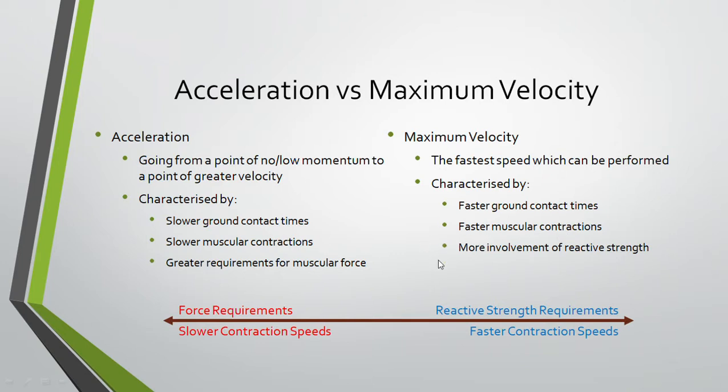And also maximum velocity is going to have a lot more involvement of reactive strength to actually propel ourselves, as opposed to all brute muscular force. There's going to be a lot more of these elastic qualities that are going to contribute to maximum velocity performance. So we have this sort of spectrum here. Acceleration on this end, where we have more force requirements and slower contraction speeds, and then maximum velocity here, where we have faster contraction speeds and therefore more reactive strength requirements.